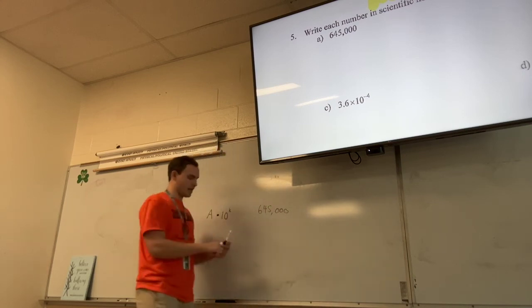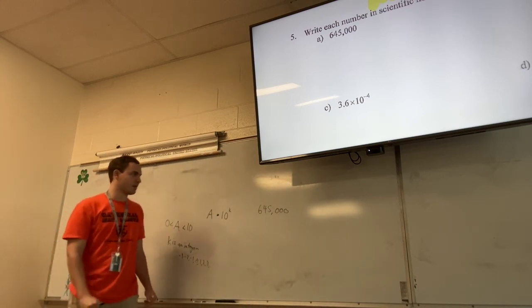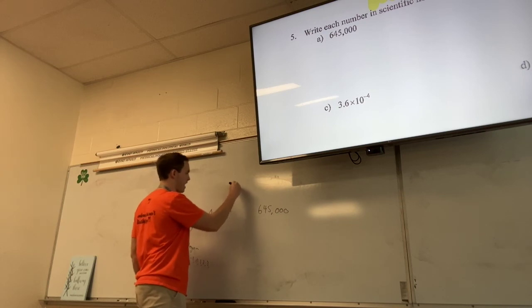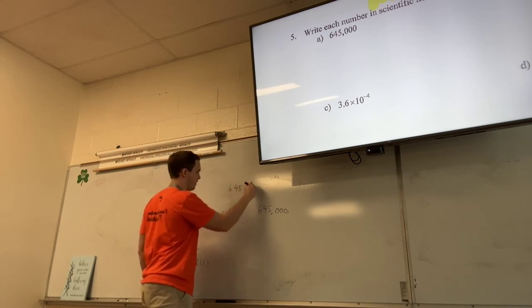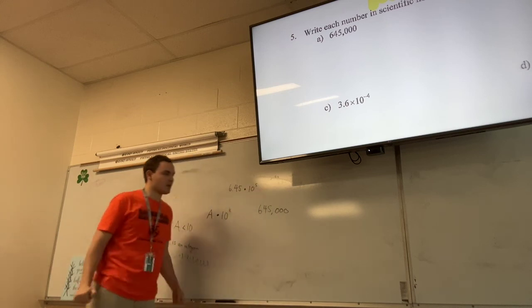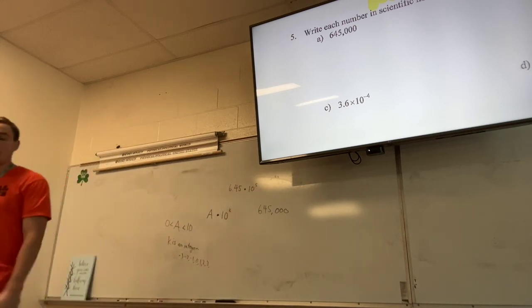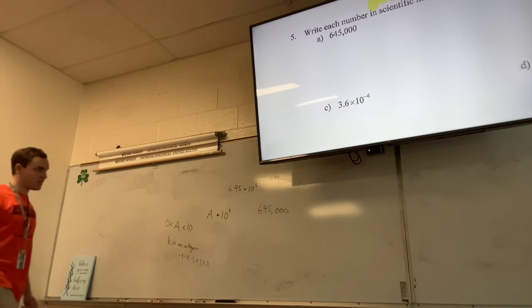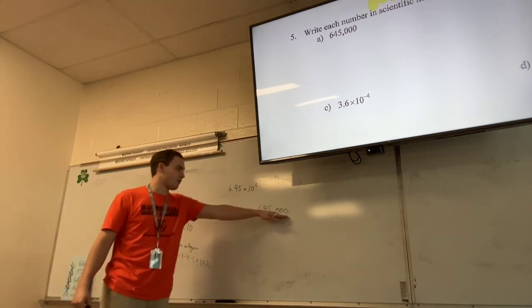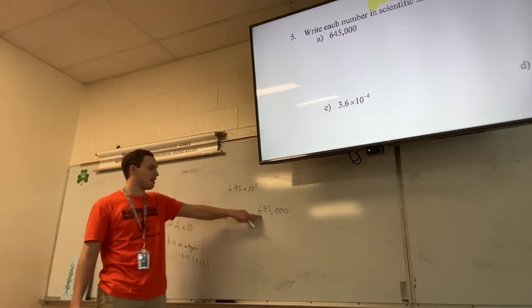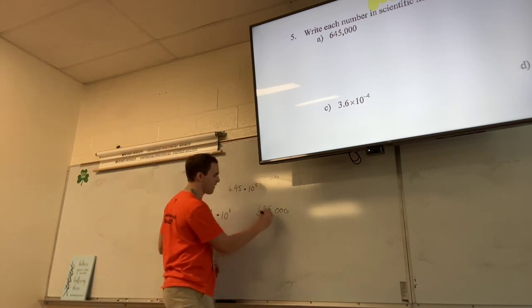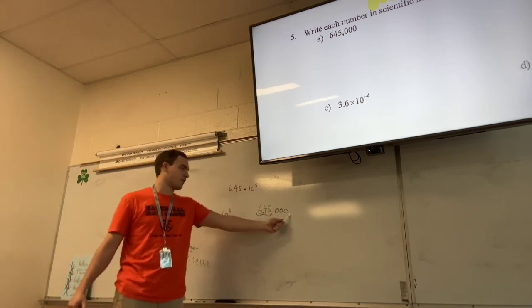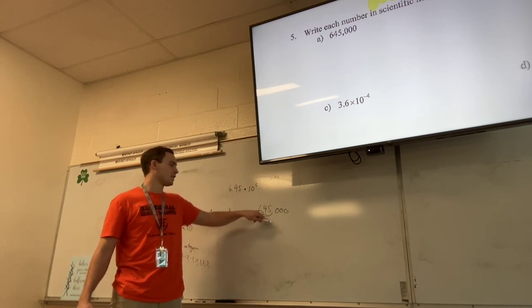6.41, yeah, 10 to the 5, right? So it's going to be 6.45 times 10 to the 5. Okay? And to give you guys a little background on this, we need 645,000 to instead be a number between 0 and 10. So we're going to want it to be 6.45. How do we go from 645,000 to 6.45?